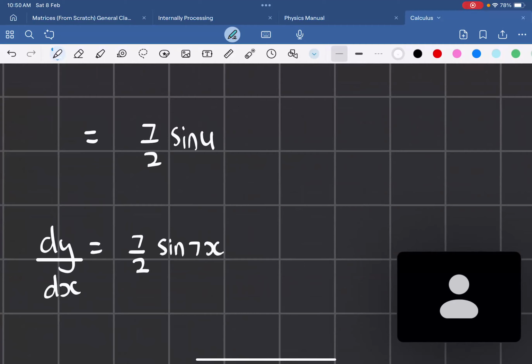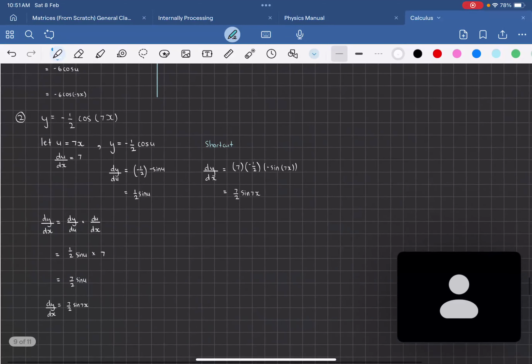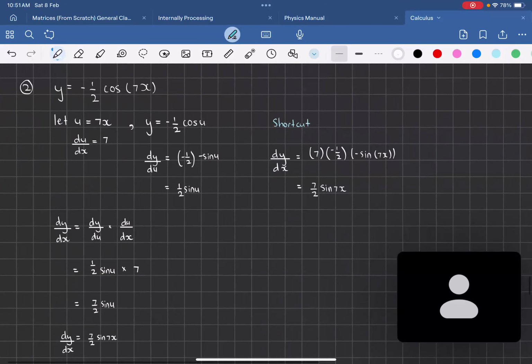That's it. So all of you need to copy down the full working. We understand the shortcut, but now you need to understand the long method. Let's copy that down.